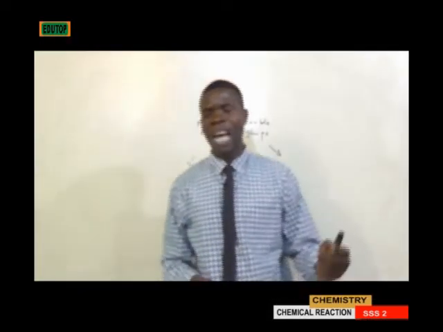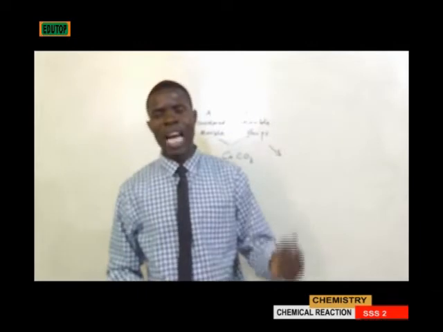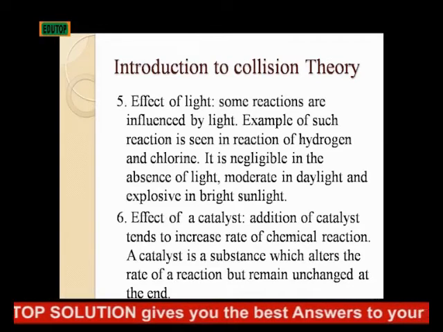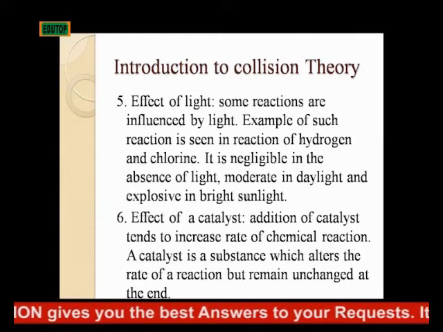Effect of temperature. The higher the temperature of reactant, the faster the rate of chemical reaction and vice versa. That means the reaction at high temperature will be faster than the reaction at low temperature. Effect of light. Some reactions are influenced by light. An example of such a reaction is seen in the reaction of hydrogen and chlorine. It is negligible in absence of light. That means you don't notice it. It is passive in absence of light, but moderate in daylight. And in bright sunlight, it is very explosive, and such reactions are not carried out because they are very explosive.